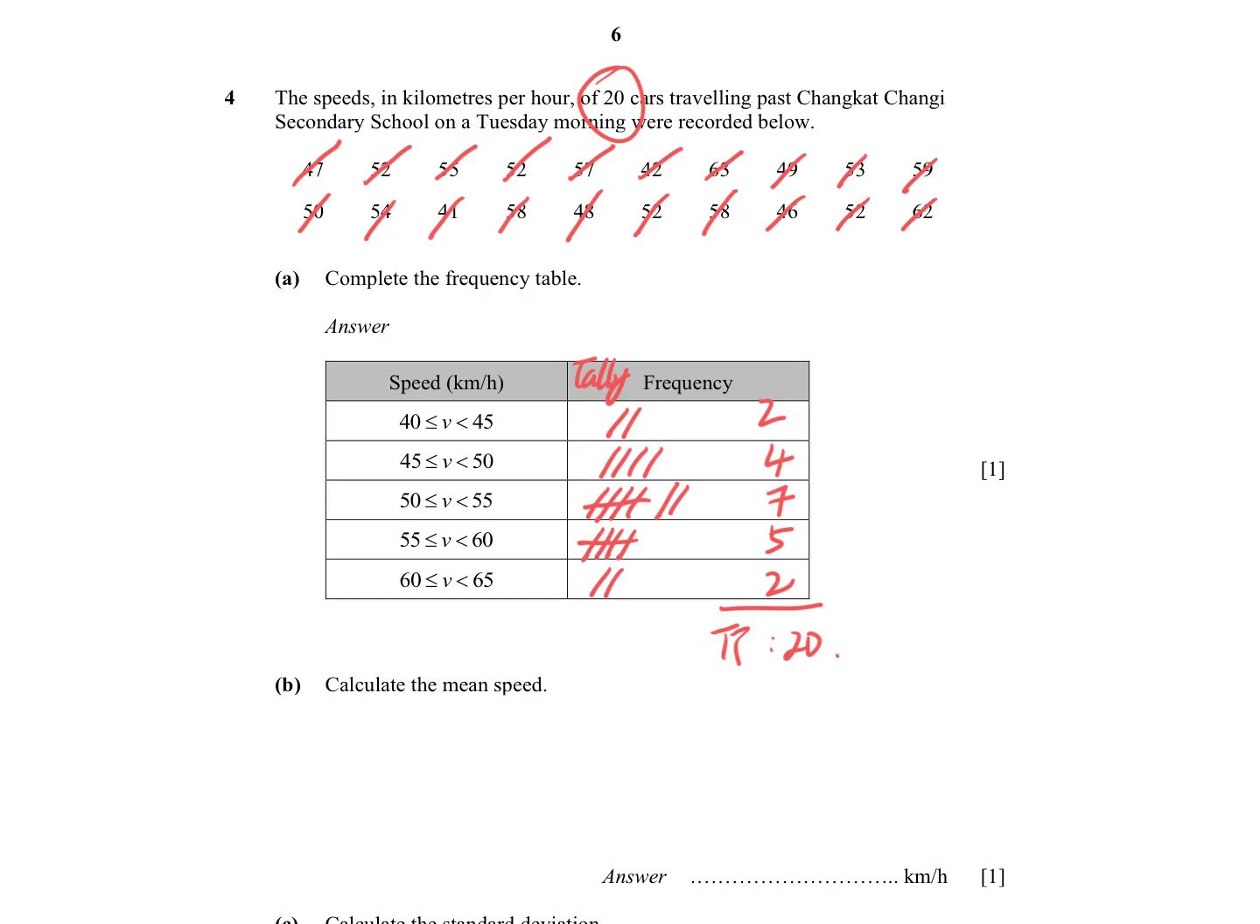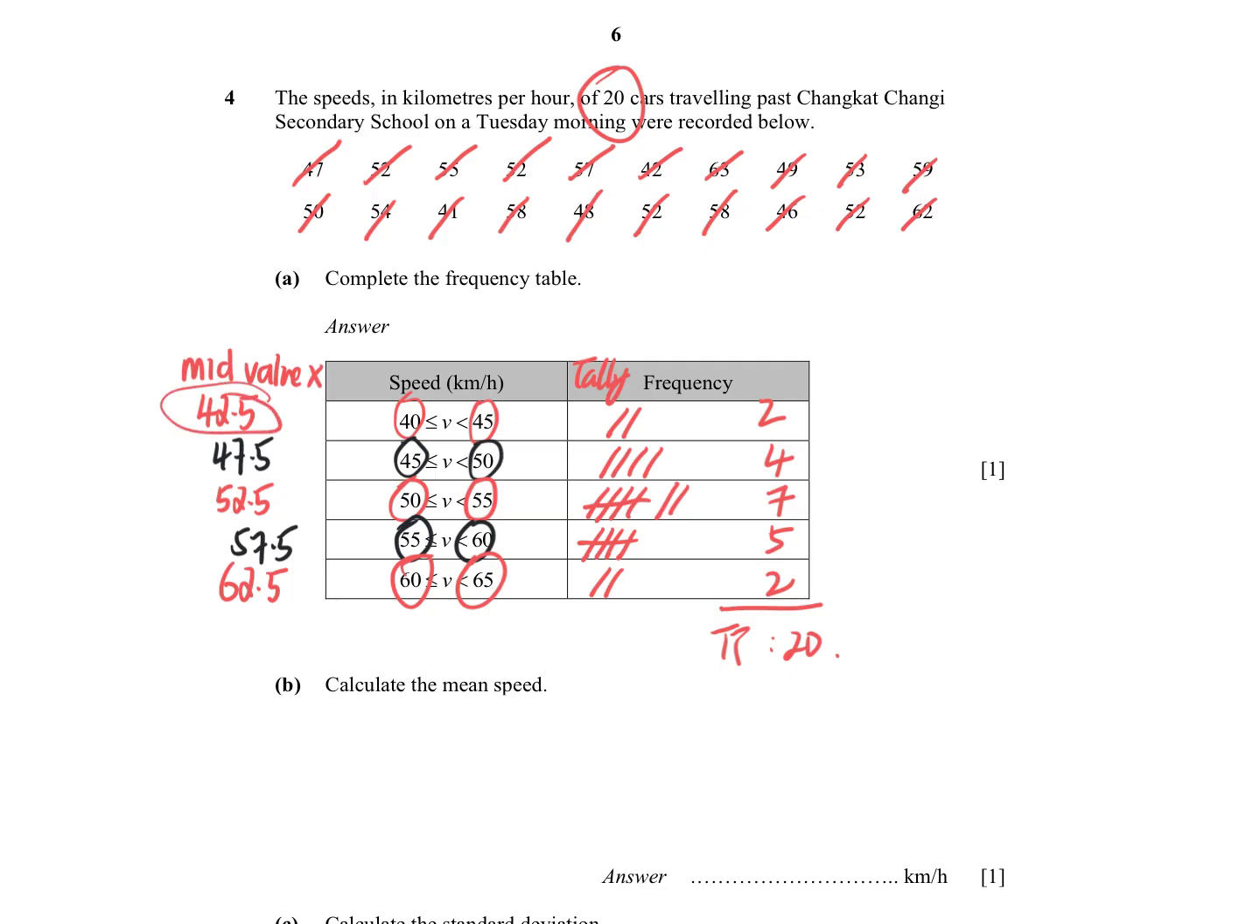Okay, they want the mean speed. Remember, if it's a class interval, go and find the mid value x first. So how to find mid value? Add the 2 divided by 2. So you get 42.5. Add this 2 divided by 2, 47.5. Add this 2 divided by 2, 52.5. Add this 2, yes, 57.5. And then lastly, 62.5. So this is your mid value.